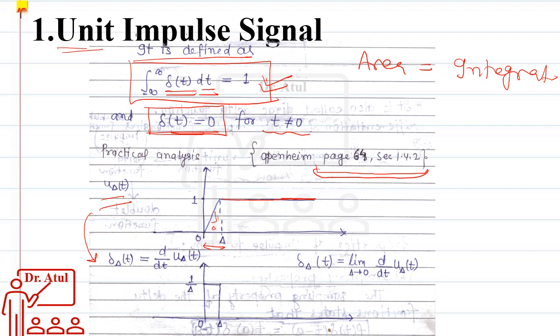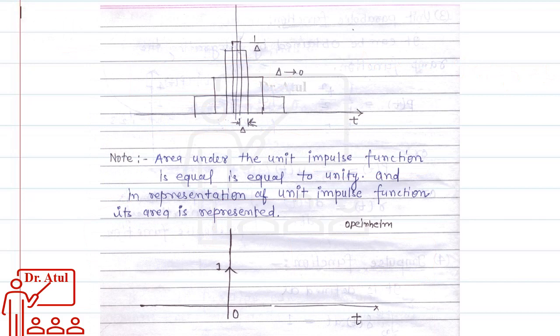Now this is like this, 0 to delta. If delta tends to 0, then this will become the impulse signal. If this delta goes towards 0, then what will happen? The height will increase, because we have to maintain the area of this rectangular shape equal to 1. Therefore this height will keep on increasing as we keep on reducing the delta, and when delta tends towards 0, the height of this impulse becomes infinity.